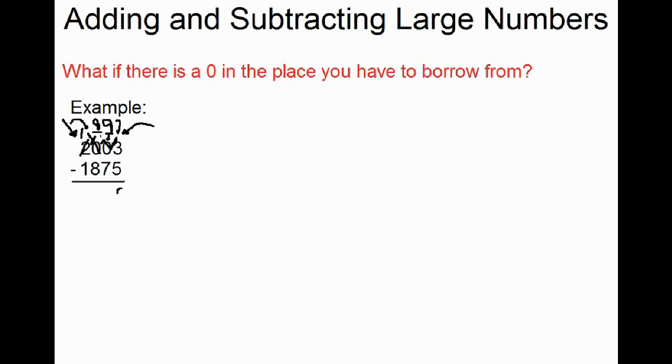13 minus 5 is 8, 9 minus 7 is 2, and 9 minus 8 is 1. So 2003 minus 1875 is 128. So when you get into a situation where you go to borrow from the place to the left and there's a 0 there, you have to continue working your way to the left until you get to a place that you can borrow from, and you make that 0 into a 10.